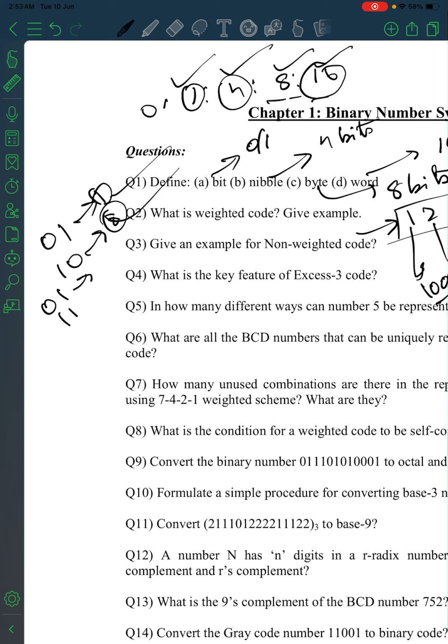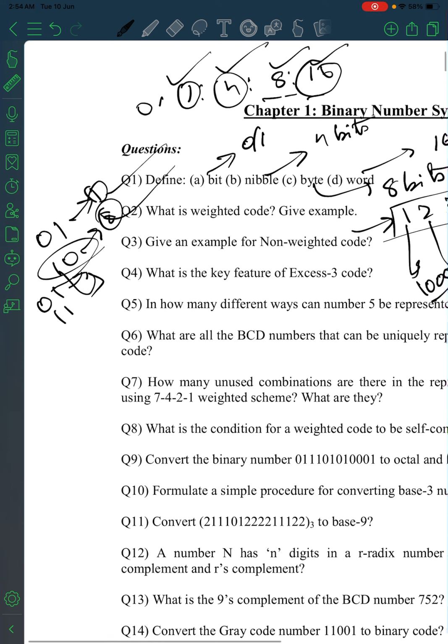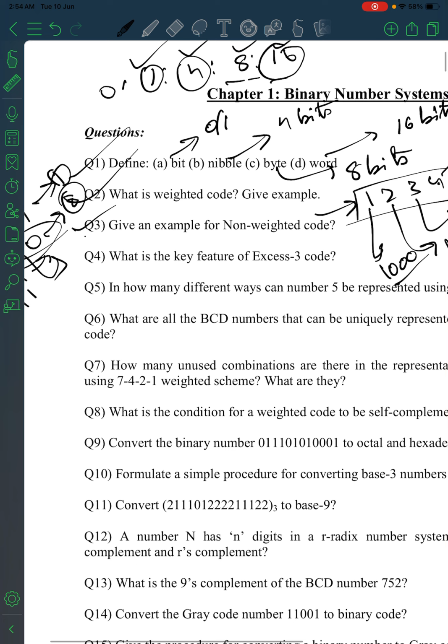If you represent this as 2, then the second one has a place value of 2, like 1, 2, 4, like that in the case of a binary system, or 10 in the case of a decimal system. But in the case of gray code, there is nothing like that. So that is an example of a non-weighted code. It doesn't have any kind of place values, unlike weighted codes. XS3 code is also there. XS3 code means you convert a number into a simple binary number and add 3 to it. That is XS3.